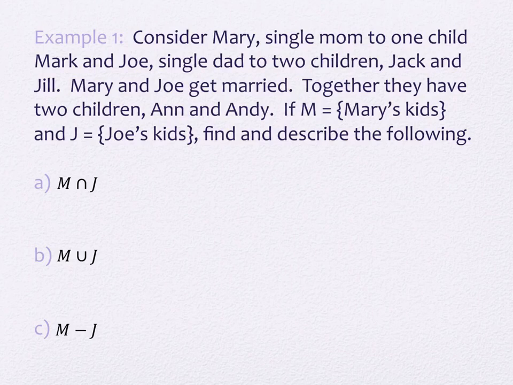All right, so the first one, M intersect J. The first thing we're going to do is simply describe what that is. What does the intersection mean again? What they have in common. So I'm going to write kids in common. In other words, in this situation, kids that have Mary as their mom and Joe as their dad. They're the kids that don't go away on the weekend to spend time with another parent. The ones that just stay put. Who would that be? Ann and Andy.